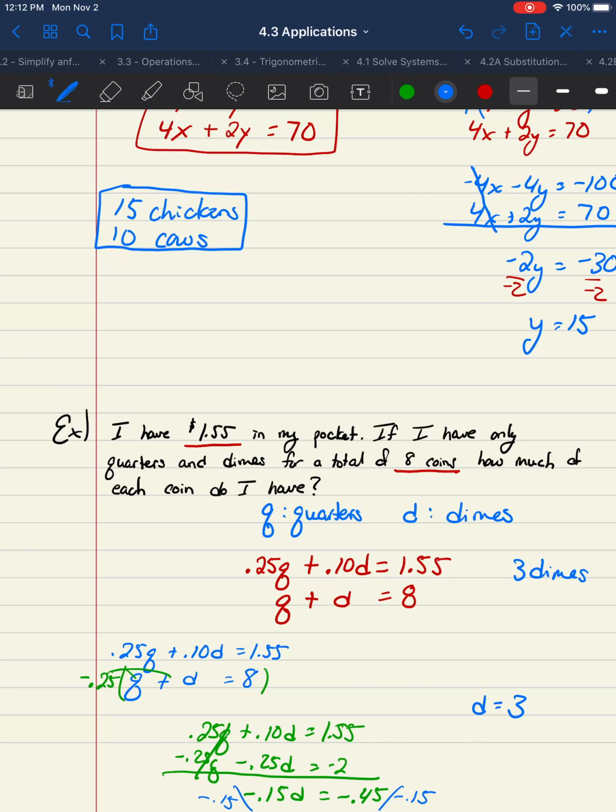Okay, 3 dimes, but then can I use that information to figure out how many quarters I have? Q plus D, which we found to be 3, equals 8. So I'm going to subtract 3 from both sides, and I get that Q equals 5. So I have 3 dimes and 5 quarters.